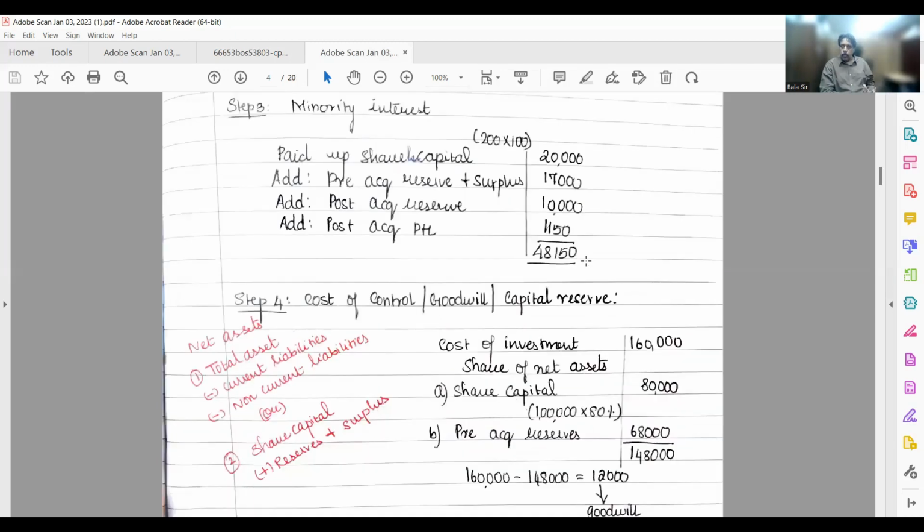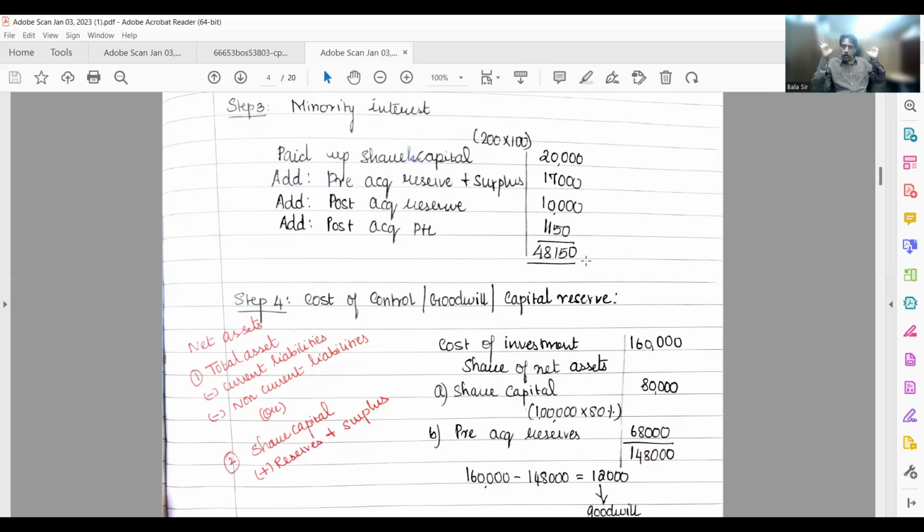Now, step number 4, it is calculation of goodwill or capital reserve. If you want, you can put the word cost of control also over there. But even if you write just goodwill or capital reserve, that will suffice. So you make a table. The first line, you take the cost of investment, my investment in your company. I bought 800 shares at rupees 200 each. I take 1,60,000 as the cost of investment.